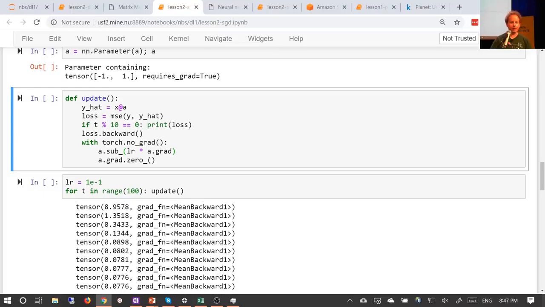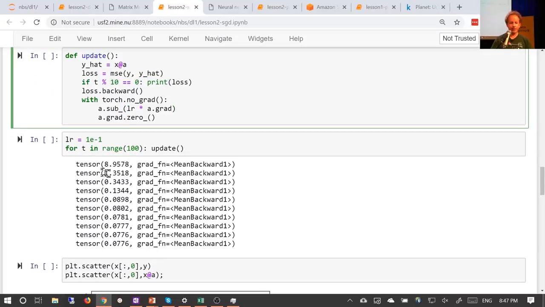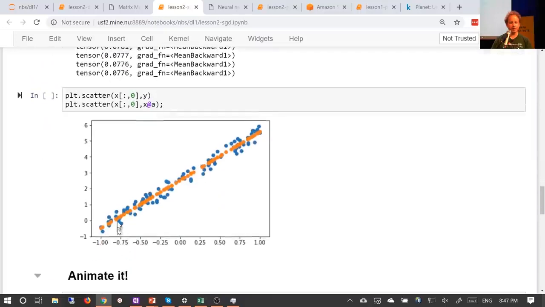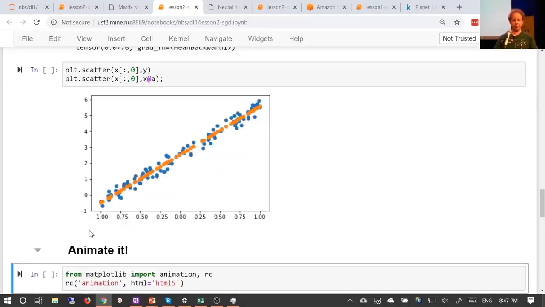So if we run update 100 times, printing out the loss from time to time, you can see it starts at 8.9, and it goes down, down, down, down, down, down, down. And so we can then print our scatter plots, and there it is. That's it. Believe it or not, that's gradient descent. So we just need to start with a function that's a bit more complex than x at a. But as long as we have a function that can represent things like, is this a teddy bear, we now have a way to fit it.